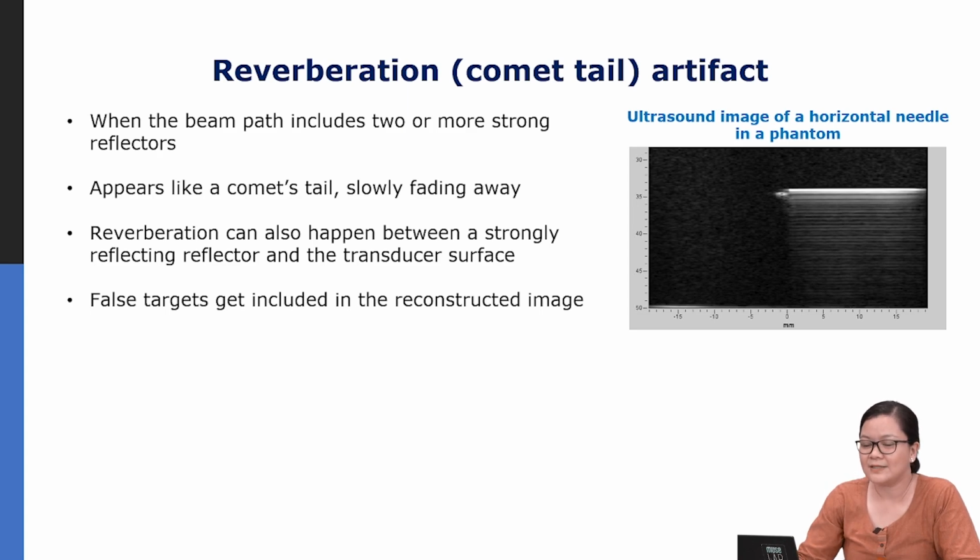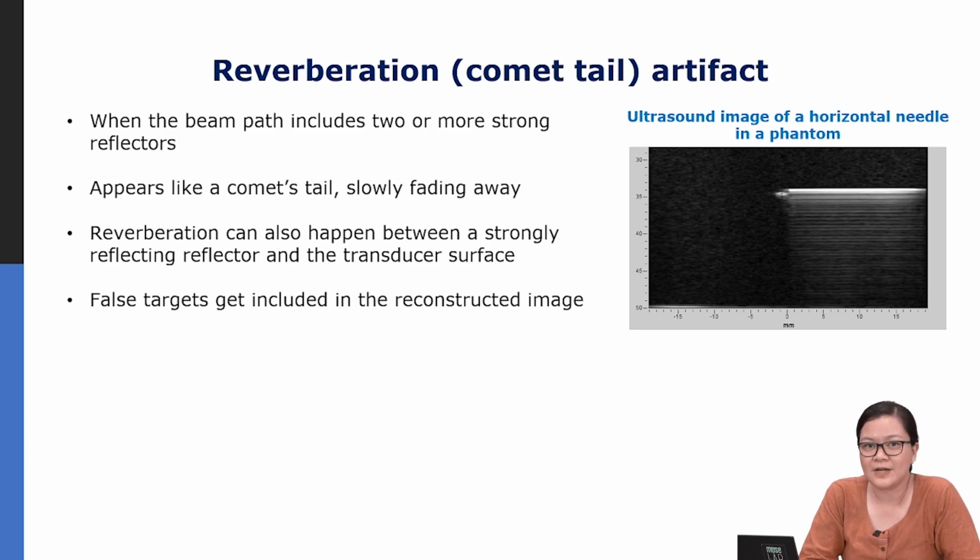And if that reflected signal doesn't die down, then the signal will bounce back from the transducer down to the needle and so forth. So it's called multiple reflections. So what you can see here is that there are these multiple reflections due to the strong needle reflector. And as the sound is going back and forth between the transducer and the needle, you can see that the amplitude of those multiple reflections slowly fades away as a function of depth here.